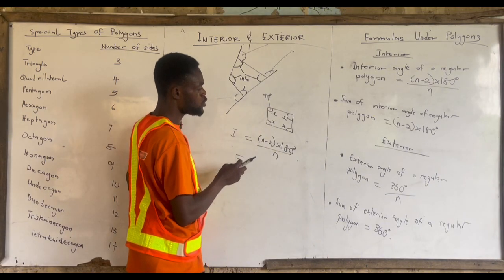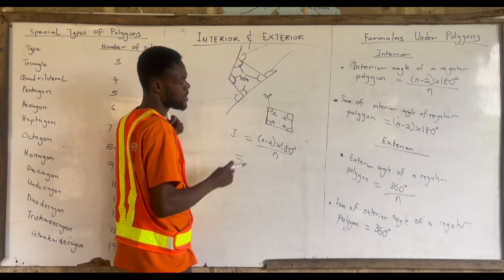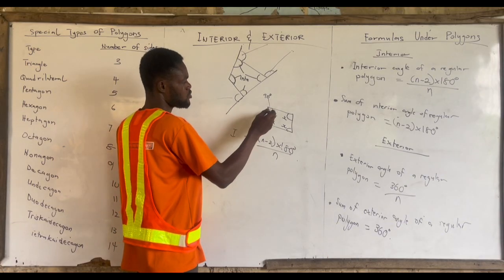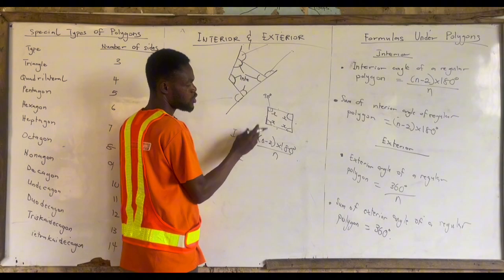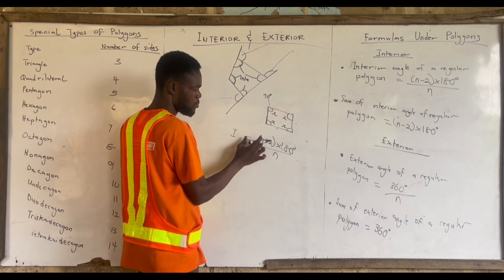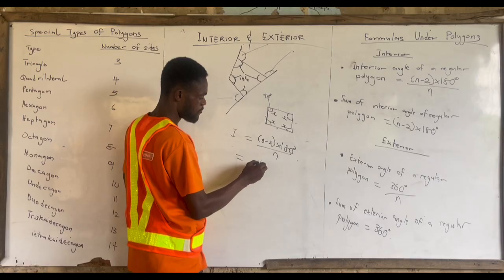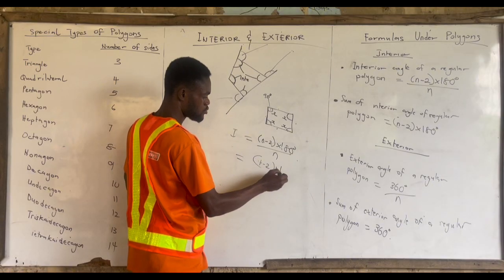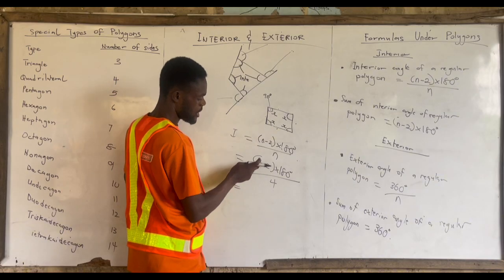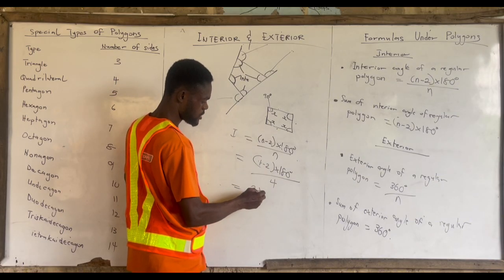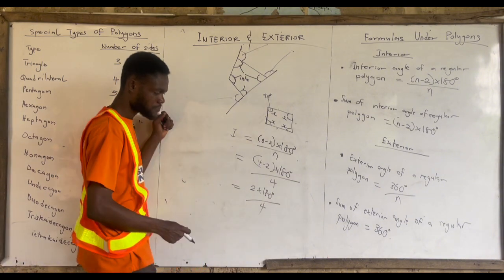Okay, so we know that a square has four sides: 1, 2, 3, 4. So n here is the number of sides. So I have 4 minus 2 times 180 degrees divided by 4. So n minus 2 will give me 2. 2 times 180 degrees divided by 4.